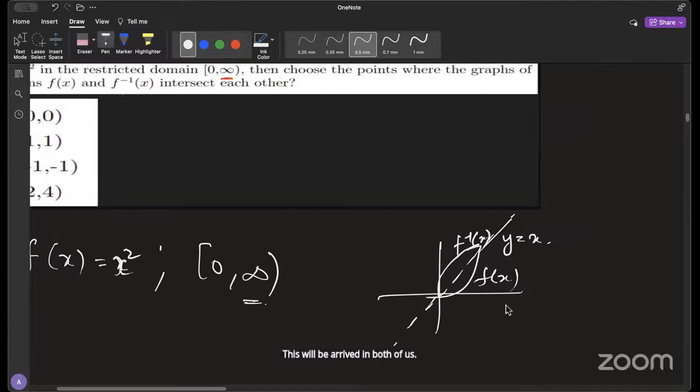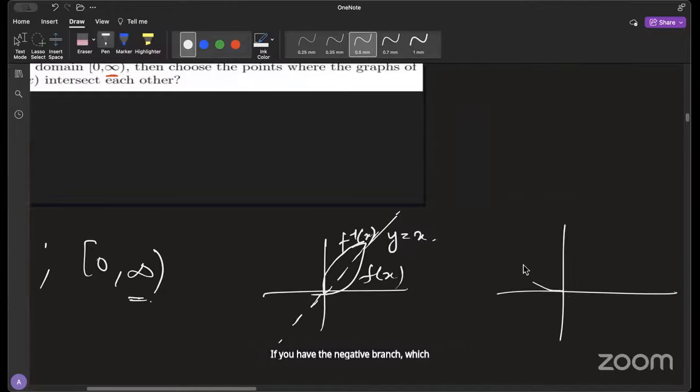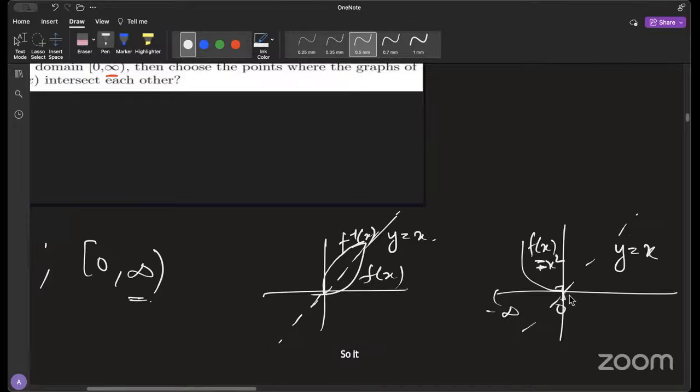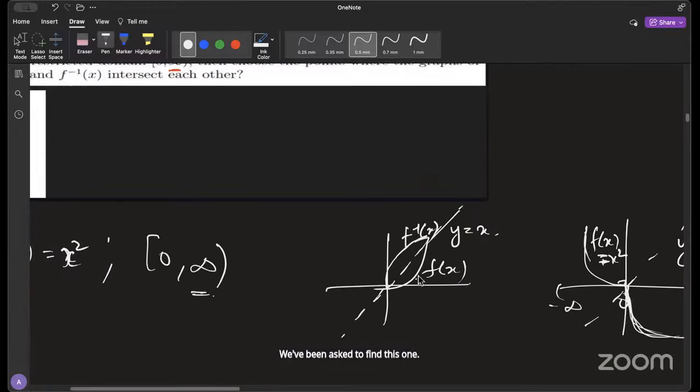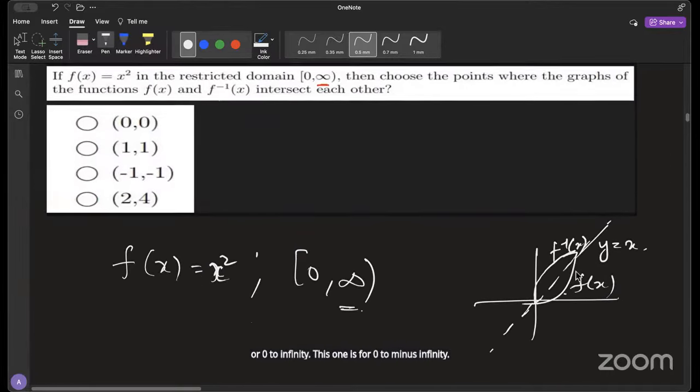This branch, the positive one, is called the positive branch of x squared. If you have the negative branch, this is also the function f(x) equals x squared, but for the negative side, from 0 to minus infinity. Now its inverse is this. This is the line y equals x. So it looks like this. You've been asked to find this one for 0 to infinity. This one is for 0 to minus infinity. You have to find the point of intersection.